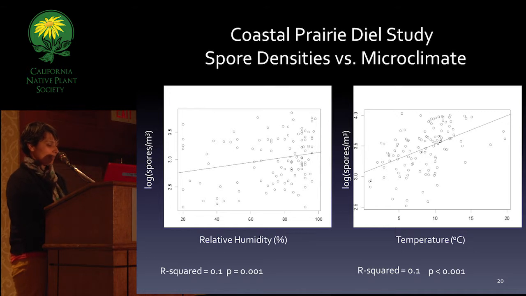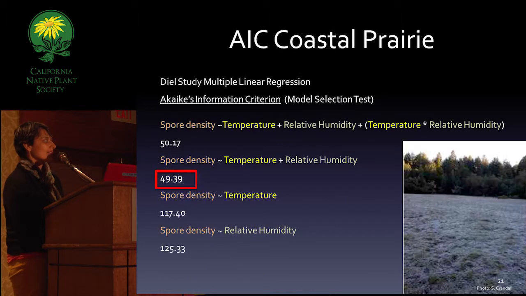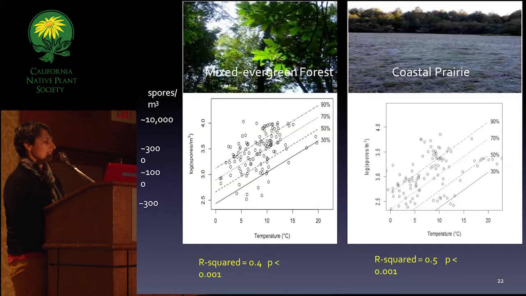what's in the air. I did the same thing for the coastal prairie, and got the same result, which is heartening, right? You would hope that you would see this general pattern that these two microclimate variables are acting independently, but they're additive, and that they're important for understanding spore density. And this is kind of a neat graph, and I want to walk you through it, or both these graphs.